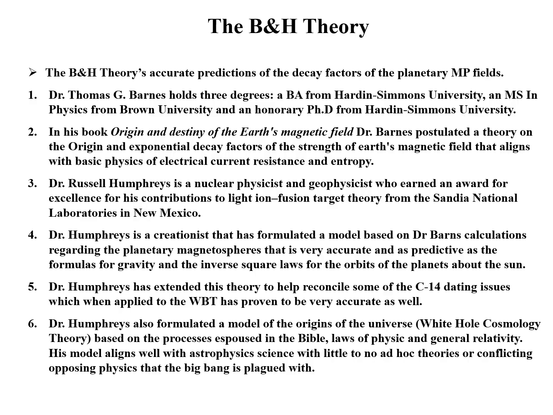Okay, so Dr. Humphreys is a creationist that has formulated a model based on Dr. Barnes' calculations regarding the planetary magnetospheres that is very accurate and as predictive as the formulas for gravity and the inverse square laws of the orbits of the planets about the sun. Whereas the dynamo theory is running into all kinds of problems because the parameters aren't being met where there exist magnetospheres. They don't have a formula for it, and it is not predictive at all. Whereas now we have the creationists' theories that have formulas that are predictive and that are 100% accurate.